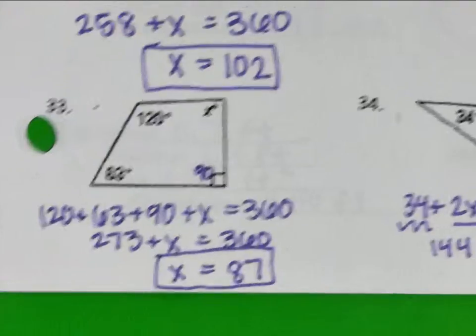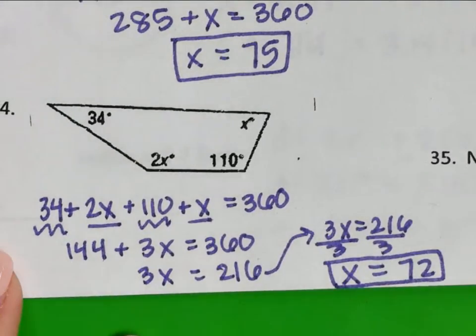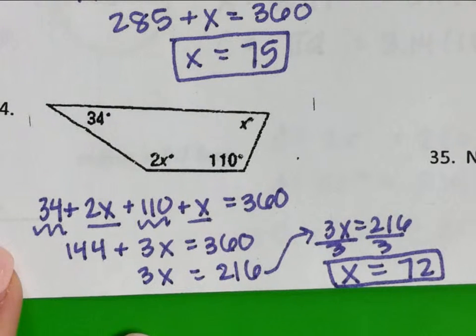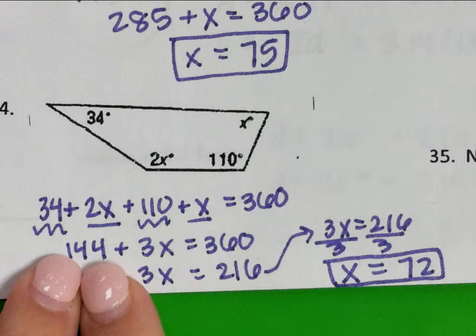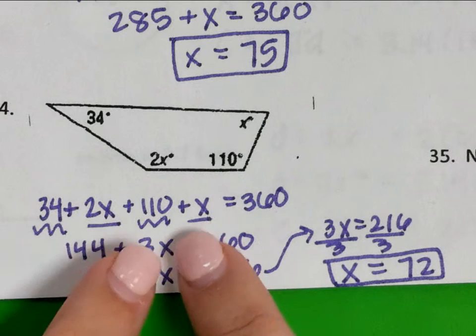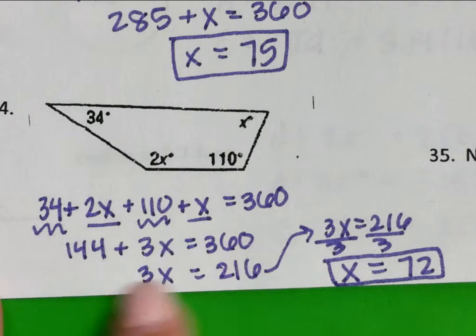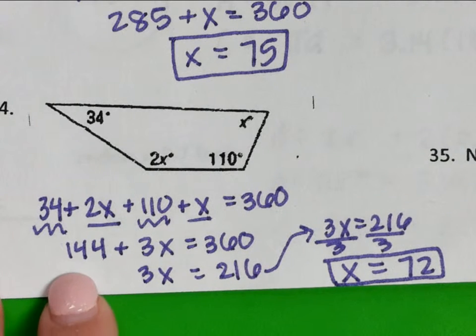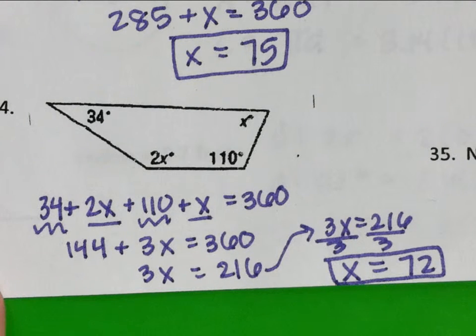34 is a little bit different because now you have 2 different angles that have an x term in them. They still all add up to equal 360 though. You just have to combine some like terms. So my 34 and my 110 I can add together to get 144. And then my 2x and 1x add together to get 3x. So 144 plus 3x equals 360. Now you have a one-step equation. So you can subtract 144 from both sides, and then divide both sides by 3. So x is 72. Any questions on that one?